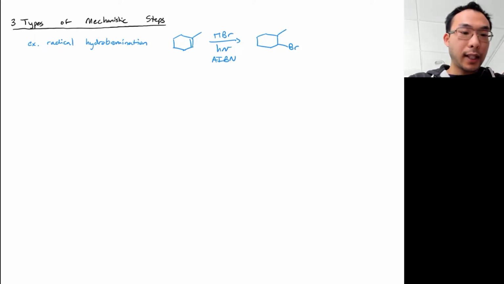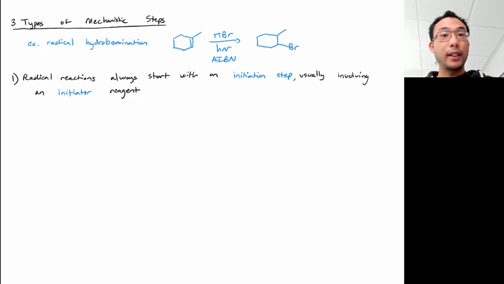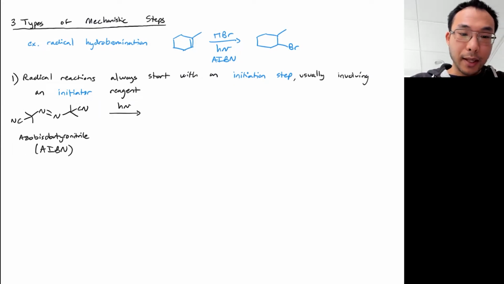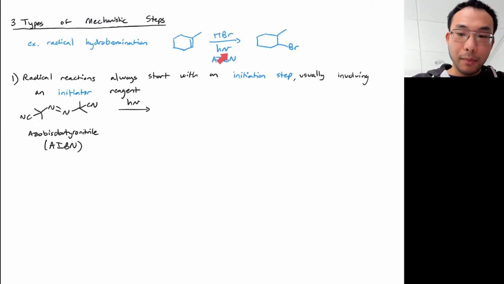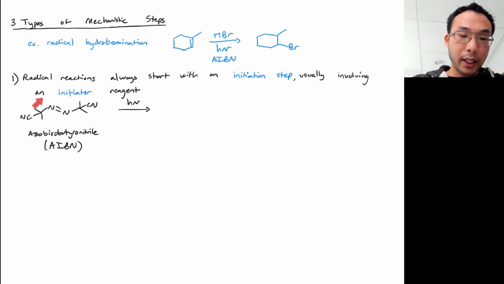So the first step in any reaction involving free radicals is that we need to initiate or create the radical species. This is called the initiation step. Almost always this is going to happen through the incorporation of some sort of an initiator reagent into the reaction mixture. In the radical hydrobromination that I show as the example, that is the molecule AIBN on the bottom here. This is a very common initiator that's used, and its structure is right here.